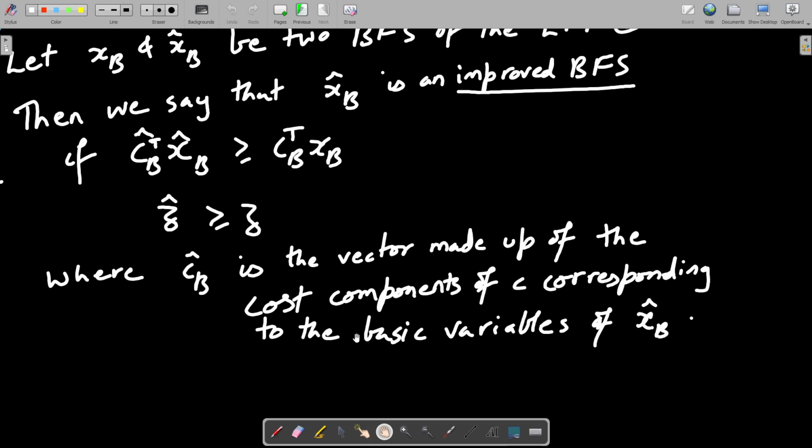So if CB hat transpose into xB hat is greater than CB transpose into xB, then the z value will be correspondingly bigger and hence you get a better optimal value. That's why we call it an improved basic feasible solution, because it increases the value of the optimization function. Clear? And CB hat is the vector made up of the cost components of C corresponding to the basic variables xB hat. Okay, so let us work out a couple of problems here.